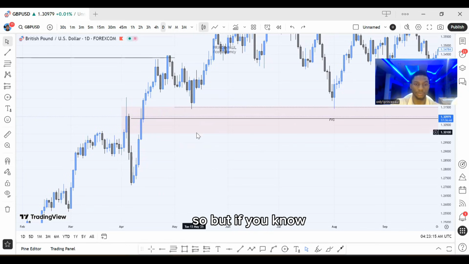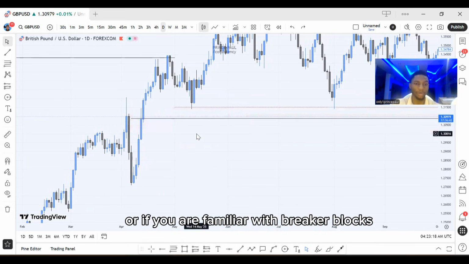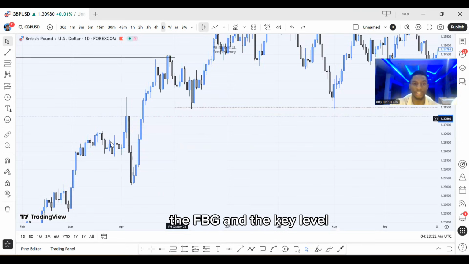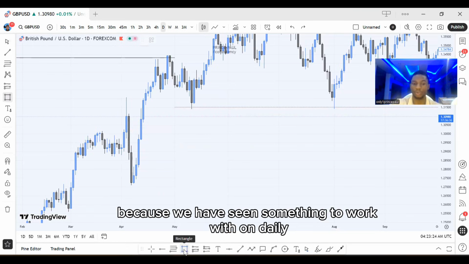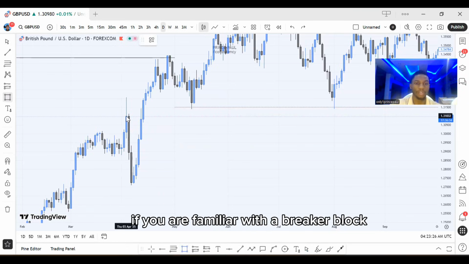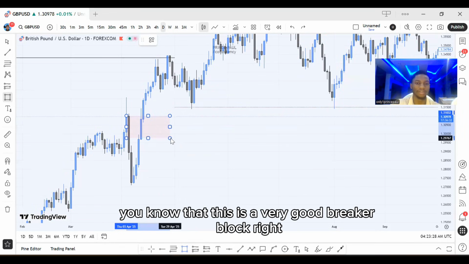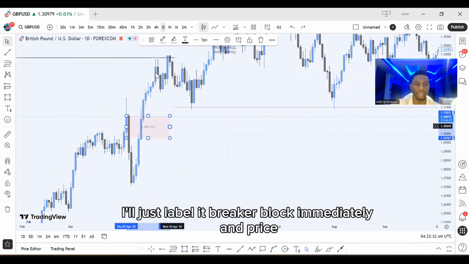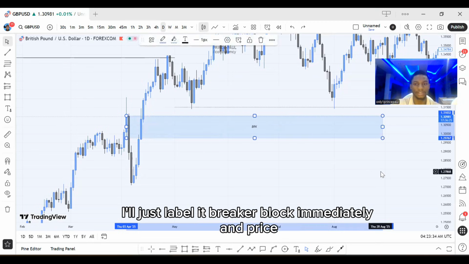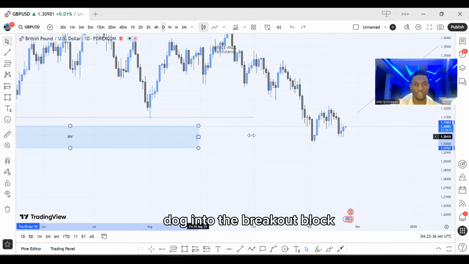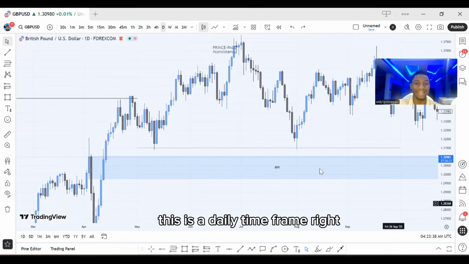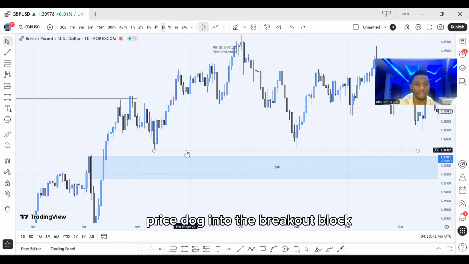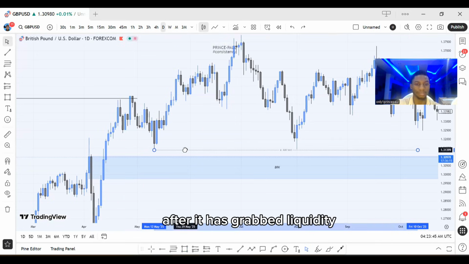But if you are familiar with breaker blocks, I'm just going to delete the FVG and the key level because we have seen something to work with on daily. If you are familiar with breaker blocks, you know that this is a very good breaker block, right? I'll just label it breaker block immediately, and price dove into the breaker block. This is on the daily time frame. Price dove into the breaker block after it had grabbed liquidity.